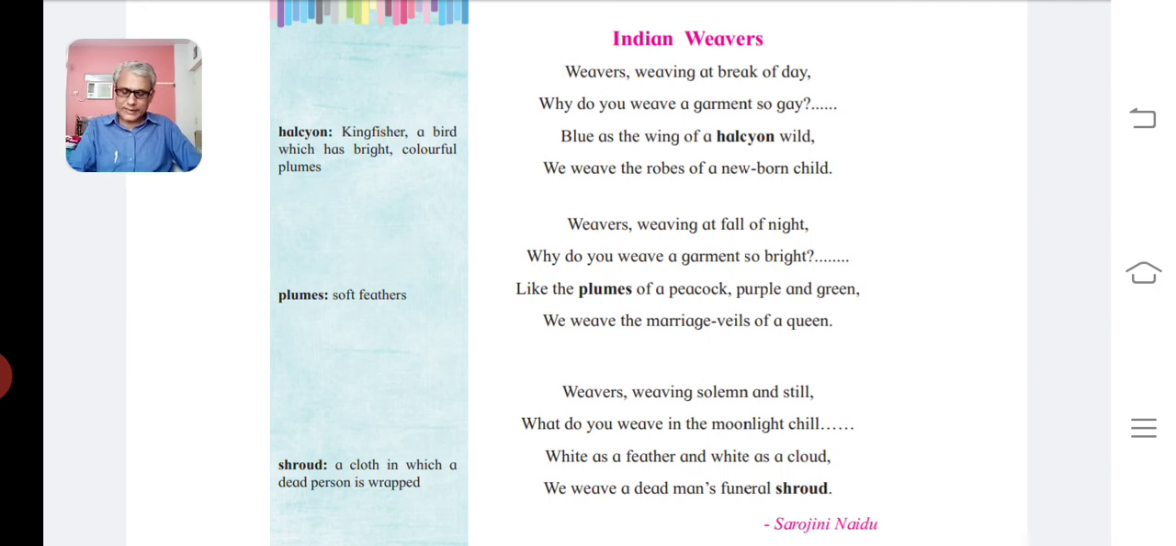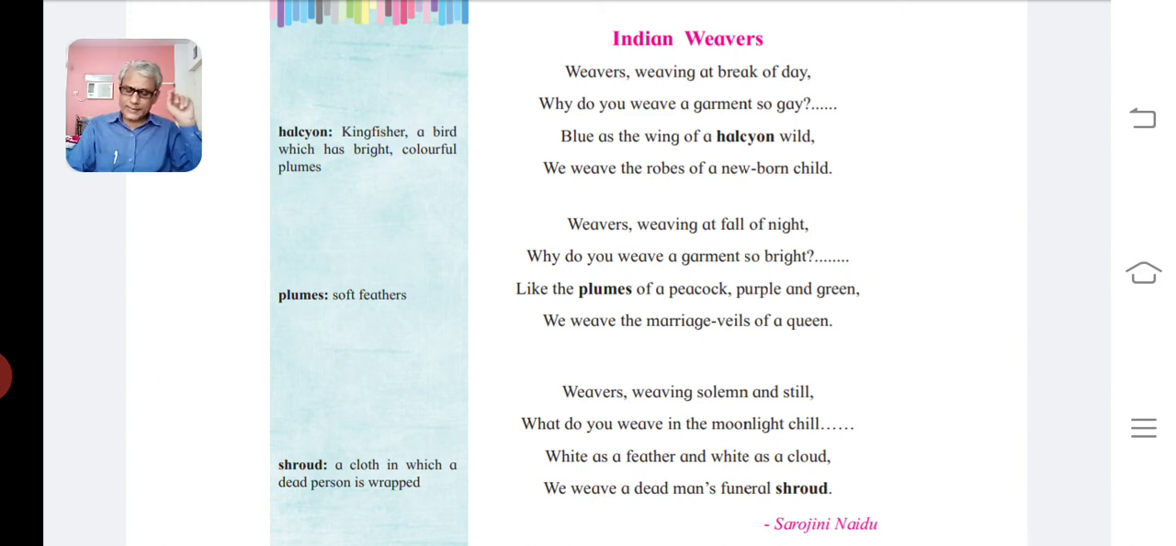Now see the next line. Weavers weaving at fall of night. In this line also there are two figures of speech. Number one, alliteration. Again here the sound of 'W' is repeated pleasingly. And another figure of speech in the same line is metaphor.